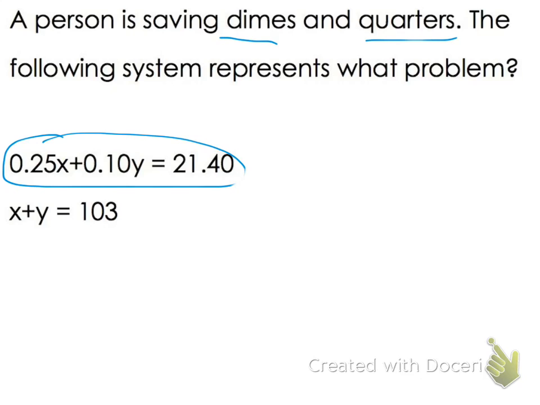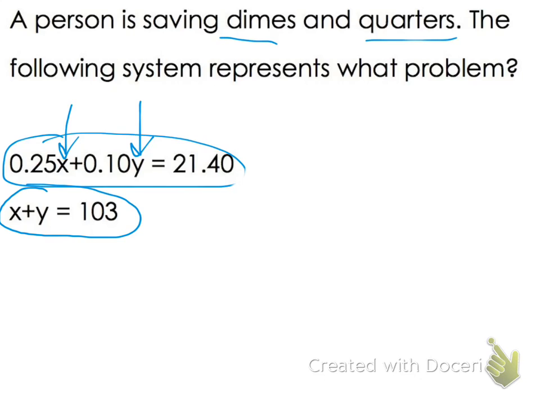So it must be that the number of quarters that I have, x, times their worth, plus the number of dimes that I have times their worth, is equal to a total of $21.40. So this person has $21.40, and they only have dimes and quarters. The second equation says that the total amount of x plus the total amount of y is 103. So she has 103 coins made up solely of dimes and quarters.